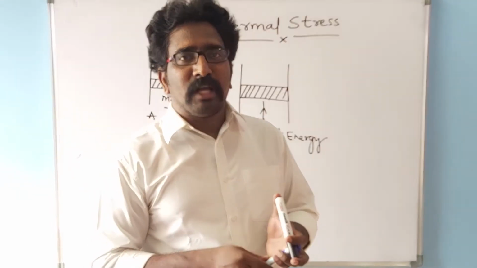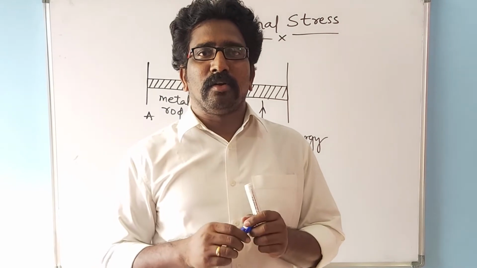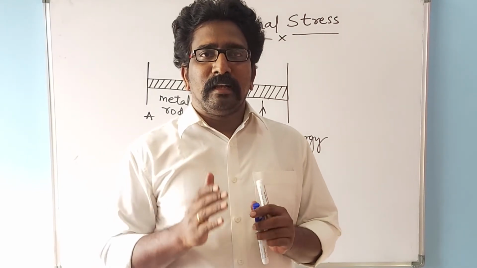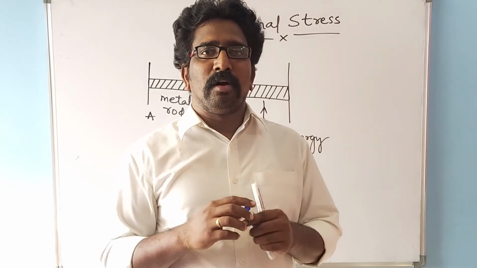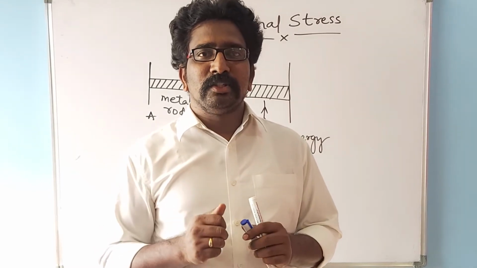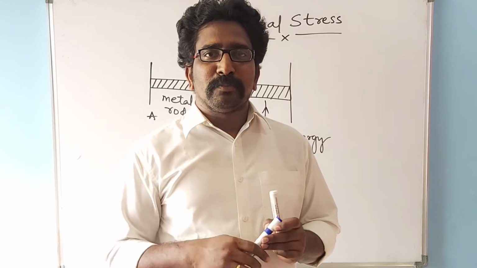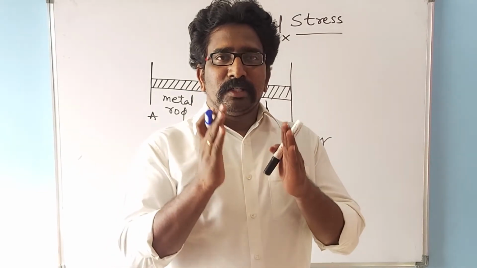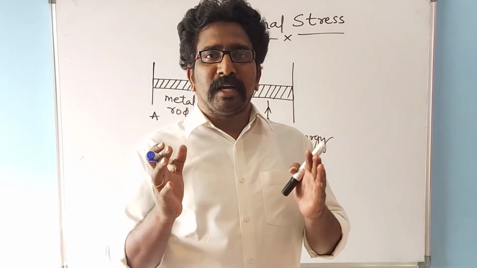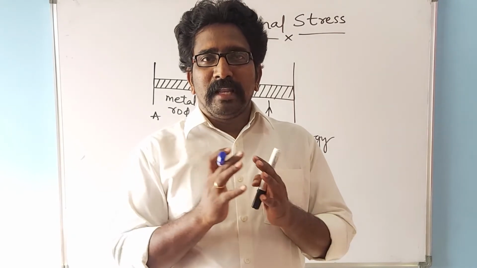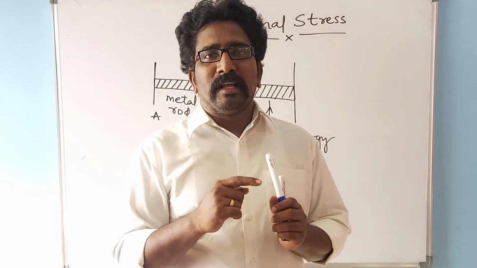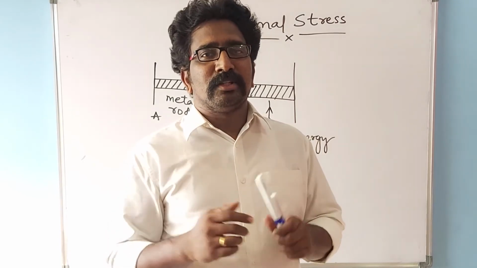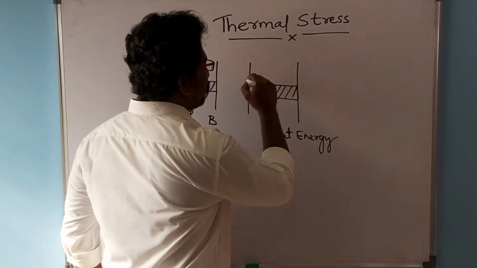So what actually happens whenever you subject a metal rod to heat is that, due to the increase in temperature, the length of that rod will expand. That increase in length, we call it linear expansion. If there is no space for the metal rod to expand, then definitely the metal rod will bend in its length.